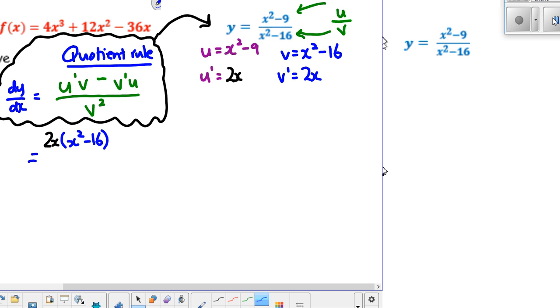Okay. Yeah. Minus. And it's u dash v, don't forget it's minus. The product rule is the one that's got plus in it. So the product rule has plus. The quotient rule has minus. Okay, all right. Minus v dash u. V dash is 2x. Bella, what's v dash? 2x, good.